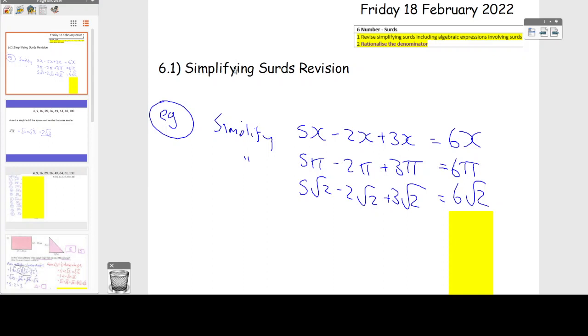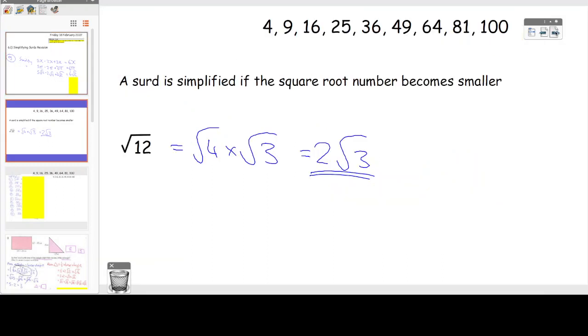But what we're actually revising today is simplifying surds. Now just to remind you what that means, a surd is simplified if the square root number becomes smaller. So if we started off with the square root of 12 and we end up with the square root component being 3, well, that's just considered to be simpler. So how did this work?